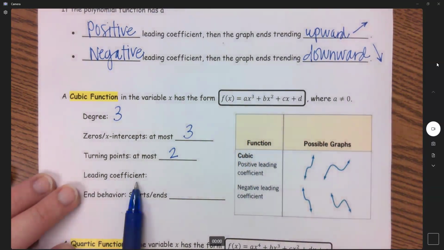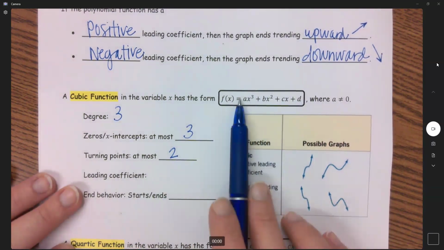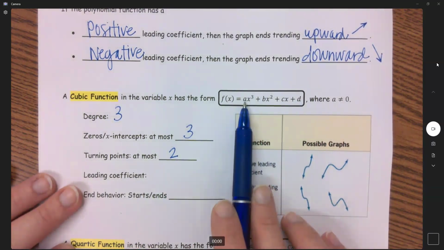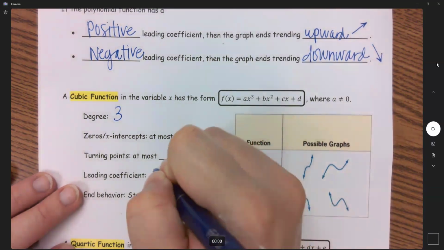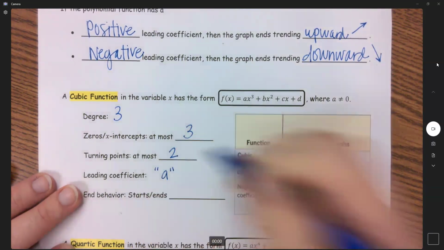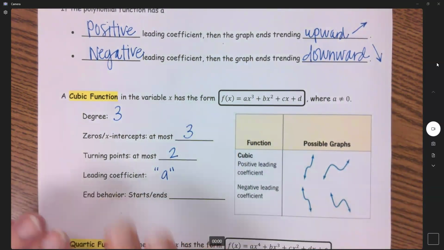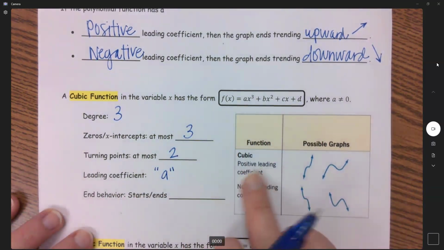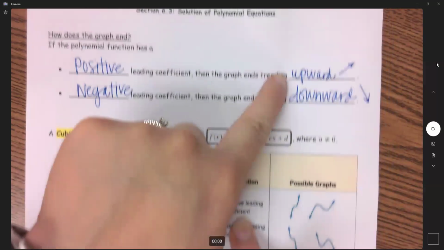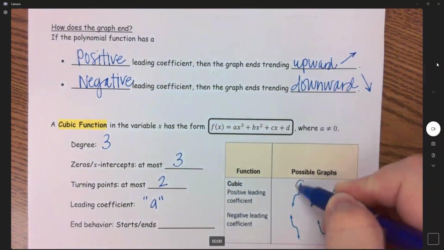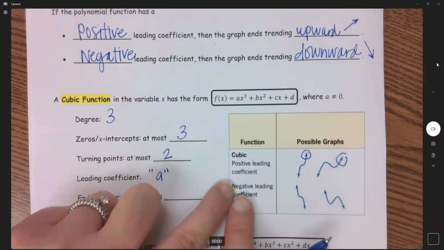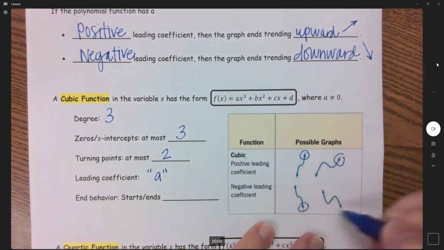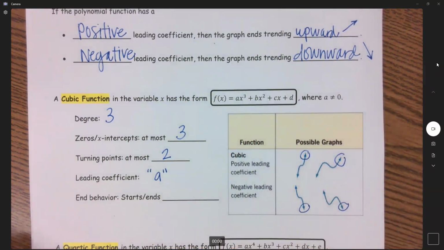The leading coefficient is going to be whatever this a is right here, and what I mean by a is whatever's in front of this x cubed term. My leading coefficient will be a. If we look at those leading coefficients, when I have a positive leading coefficient, notice that these should be ending going up. When I have a negative leading coefficient, these cubics are ending down.